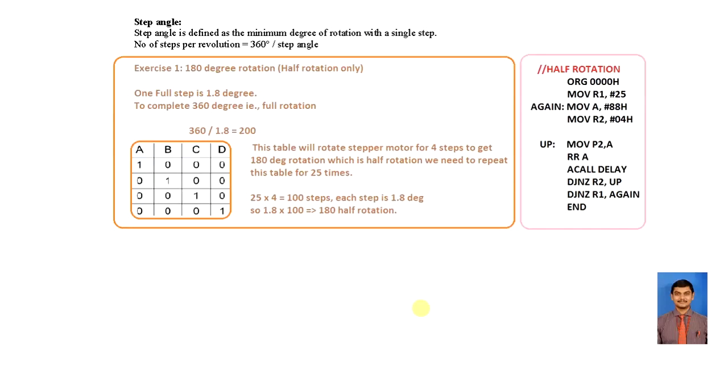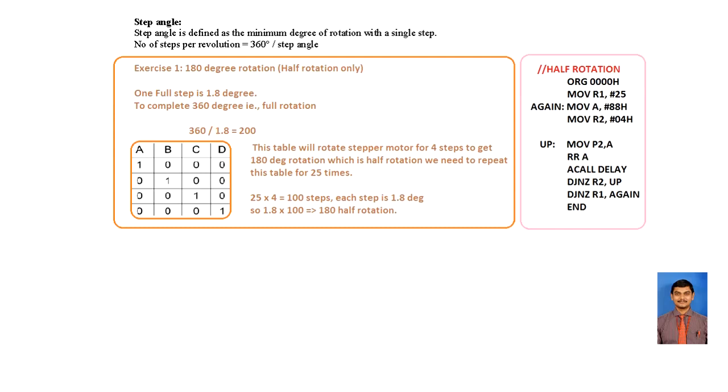Now let us try to understand in more detail what is the math behind this. Okay, now instead of continuous rotation of a stepper motor, I want to make the rotation only for half rotation. A full rotation means 360 degrees, but if I want to trigger half rotation, that is 180 degrees, then what is the calculation or math behind this to control the operation?